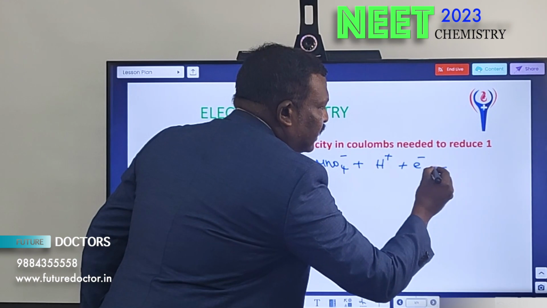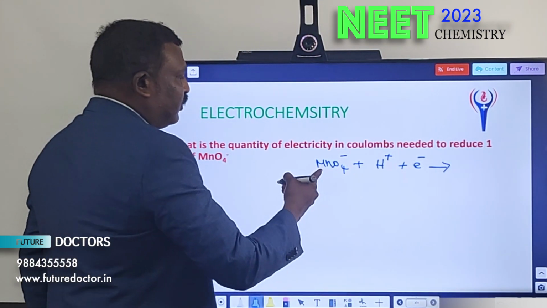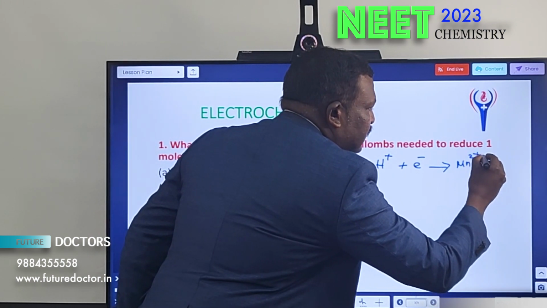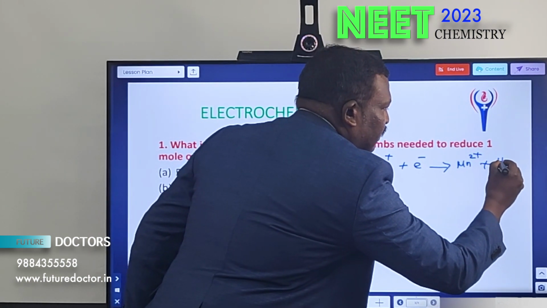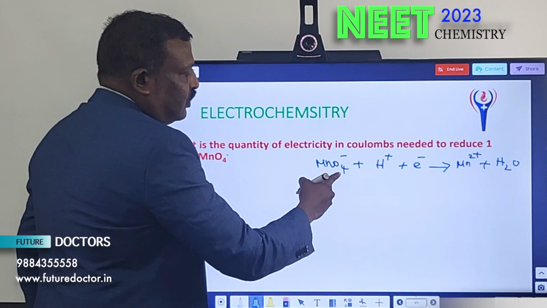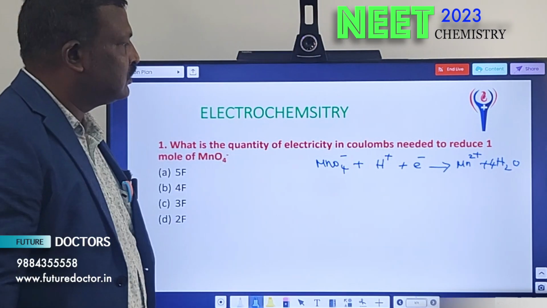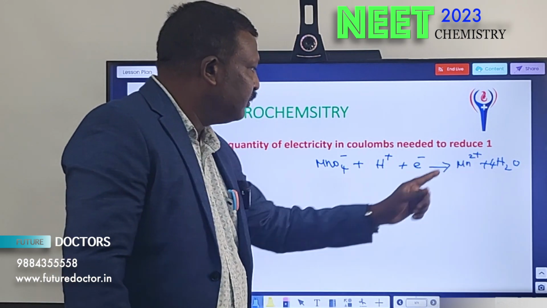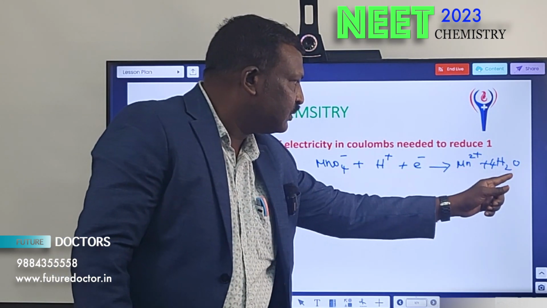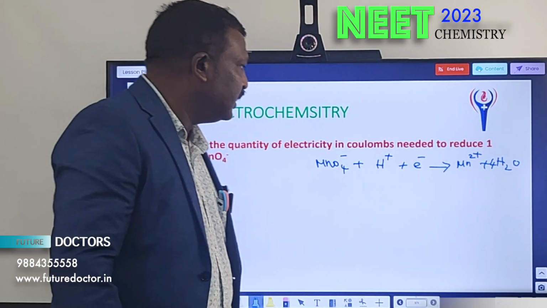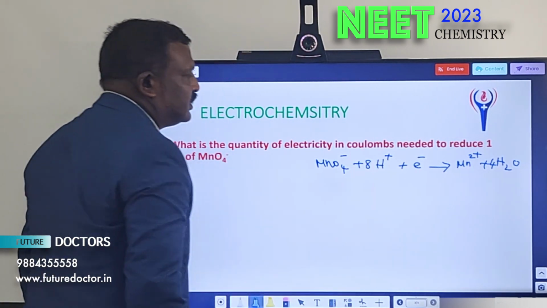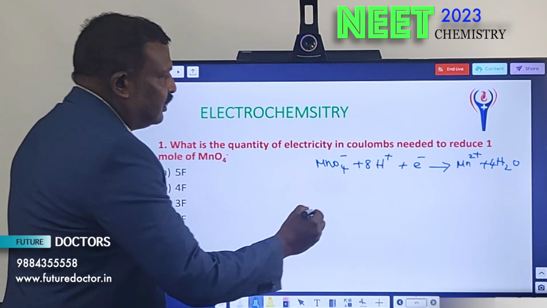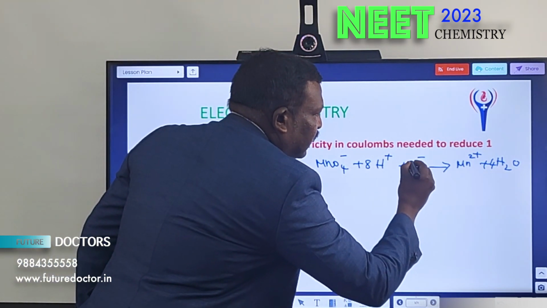Then, to balance the charge, we put electrons. MnO4 minus becomes Mn2 plus, plus H2O will be formed. How to balance the equation: here 4 oxygen, so you put 4 water. If you put 4, hydrogen is 8, so you put 8 H plus. Now, to balance the charge, if you put 5 electrons, it is balanced.